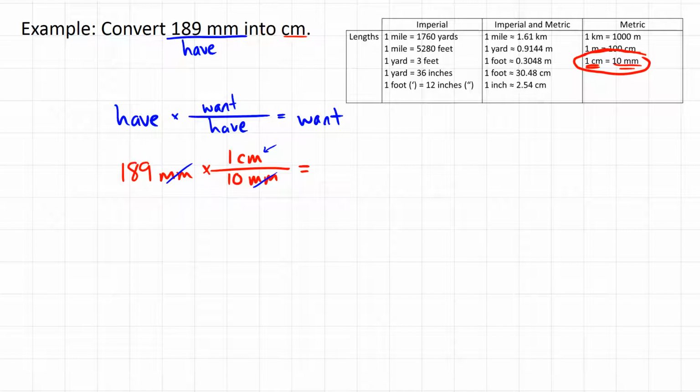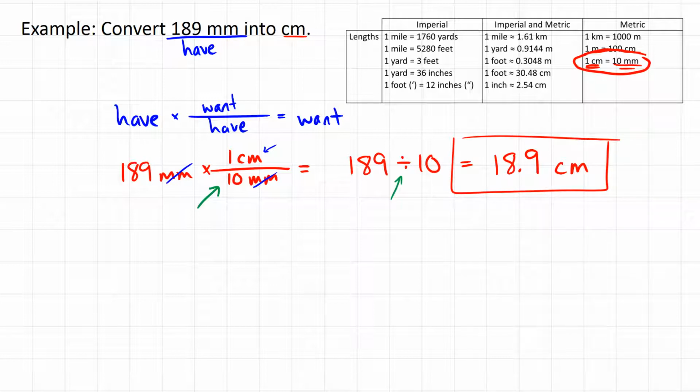So now we have this 189 times 1 over 10. Because the 10 is on the bottom, what we're going to do is use division. This is 189 divided by 10. Again, it's because the 10 is on the bottom of the fraction. That means we're going to use division. So 189 divided by 10 is 18.9. And now the units that we get from using this conversion factor is centimeters. And so that's our final answer.